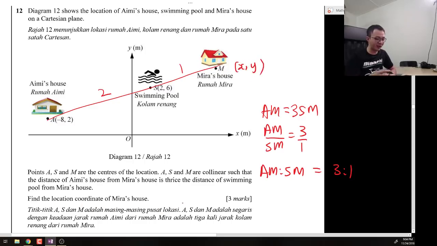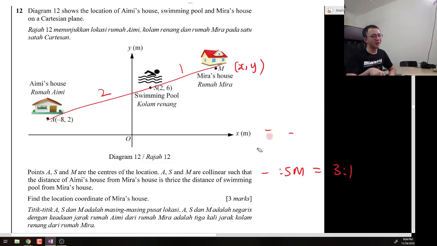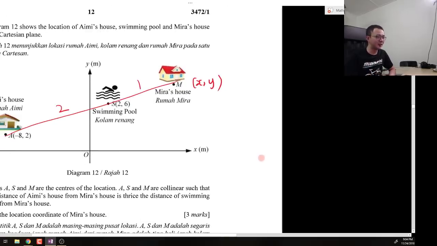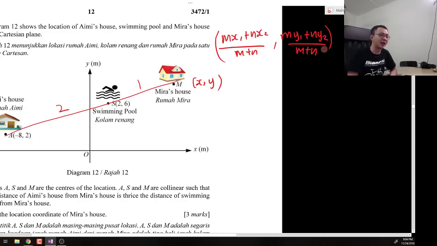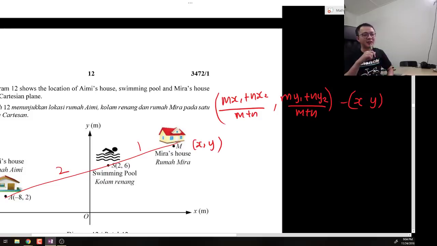Once I got it, I want to find the coordinate of Mira's house. I need to find x. So obviously you need to use a ratio formula. Let me just give you the ratio formula: mx1 plus nx2 over m plus n, comma, my1 plus ny2 over m plus n equals x, y. You cannot see the xy here because it's blocked by myself. Okay, I move now. I'm going to use this equation and do some substitution.